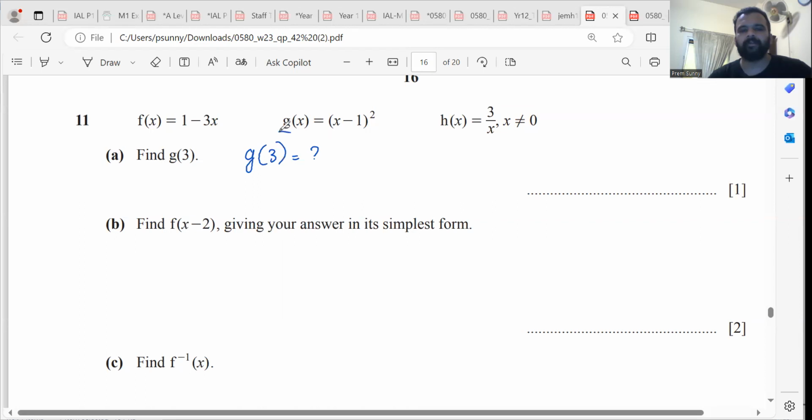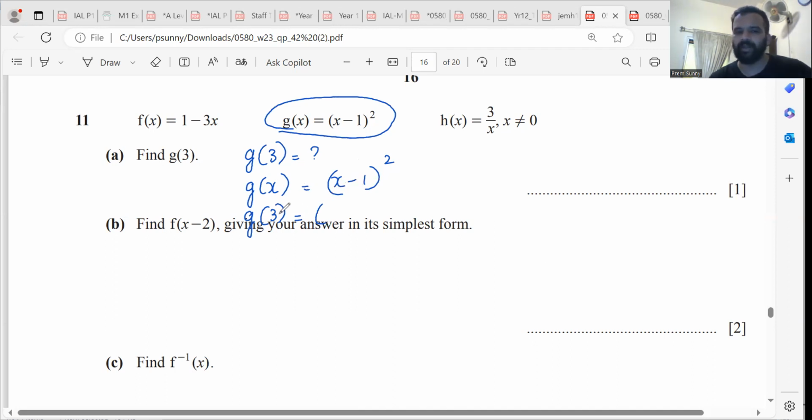Now, what we have in the question is g of x. So g of x is equal to x minus 1 the whole square, and we need g of 3. g of 3 means wherever we have x on the right hand side, we will be replacing it with 3 to get g of 3 from g of x. So the right hand side is x minus 1 the whole square. Instead of x, replacing it with 3, 3 minus 1 the whole square. 3 minus 1 is 2. So 2 square is going to be 4. We got the first part, 4.